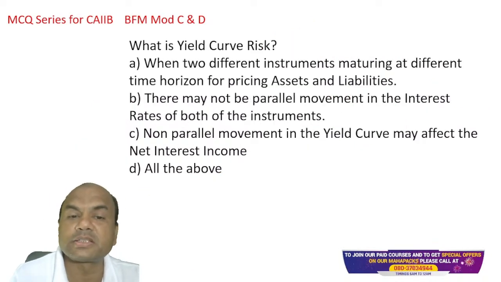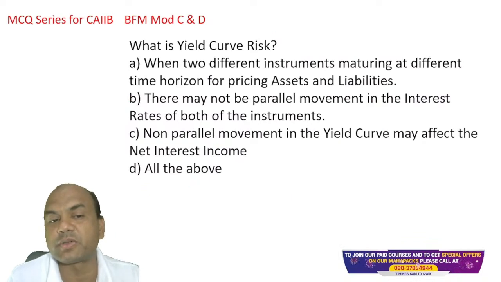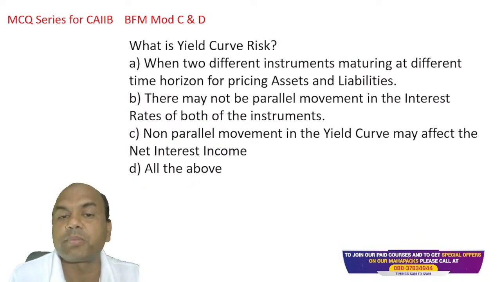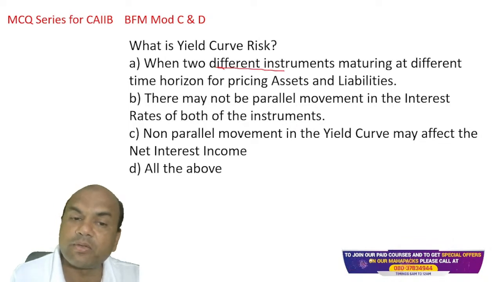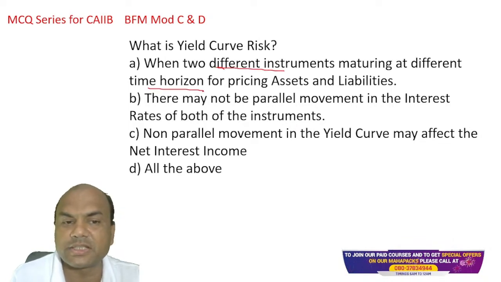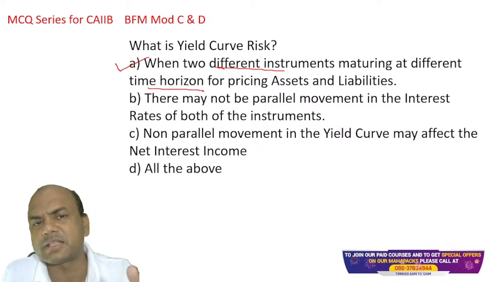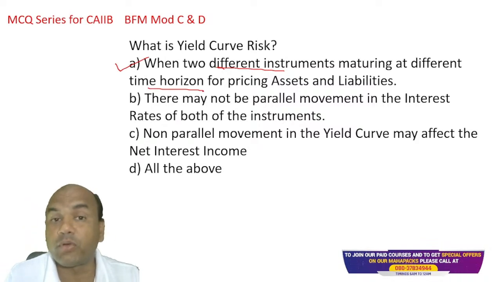What is the yield curve risk? When two different instruments maturing at different time horizons are used for pricing assets and liabilities. So different instruments maturing at different time horizons, that is the yield curve risk. Yesterday I had given the details about this yield curve. Follow yesterday's video.